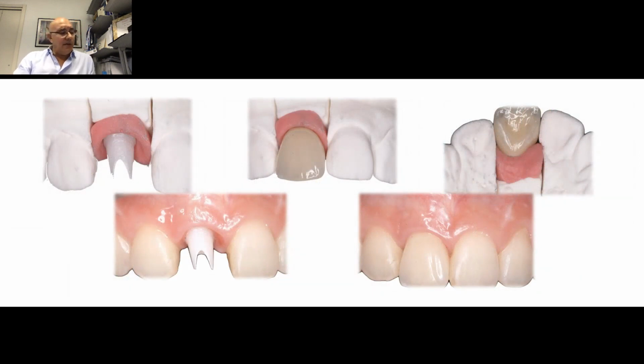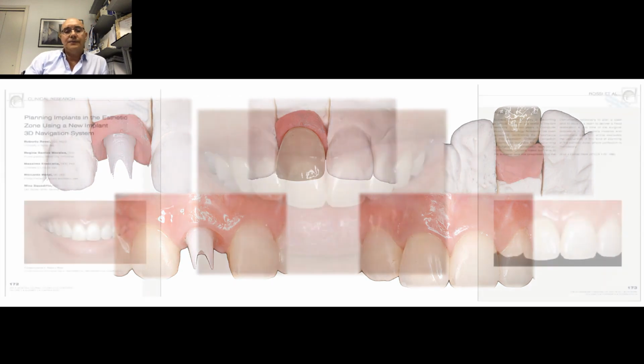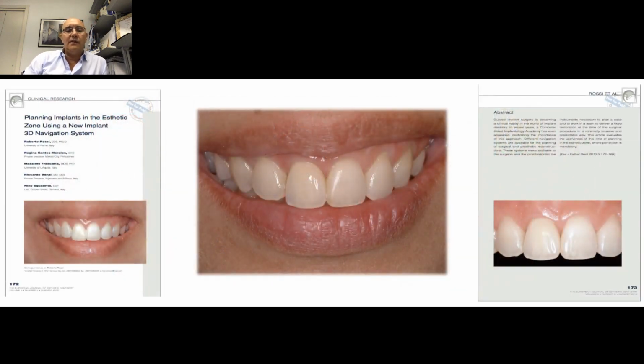Later on, about 4 or 5 months after osseointegration was reached, we delivered a final restoration, cemented, with a Procera crown, and we published this case in the International Journal of Aesthetic Dentistry. So you can see that before and after there are no differences. Actually, probably the teeth look better after than before.